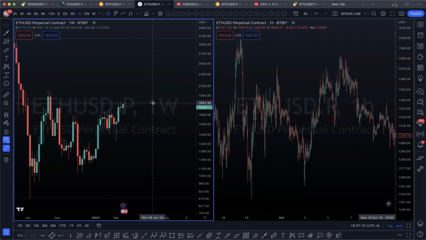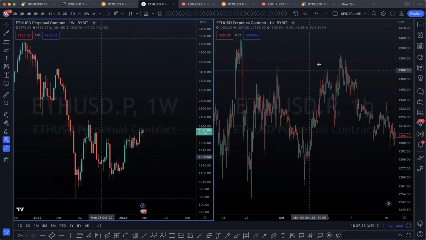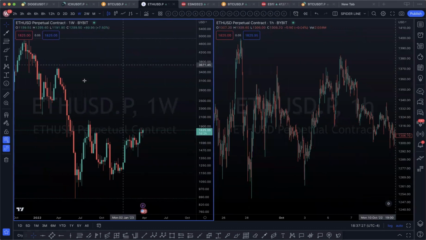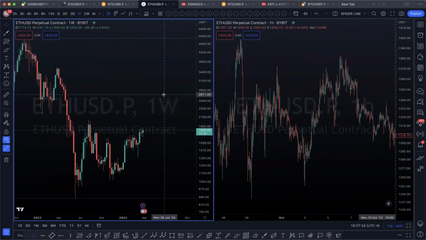Let me repeat myself. If the weekly is trending to the upside, bullish market structure to the upside, you want to be only looking for buy on the 1 hour chart. And if it's going down on the weekly chart, you want to be only looking for sell on the 1 hour chart. So now how do you know if the weekly is trending to the upside?